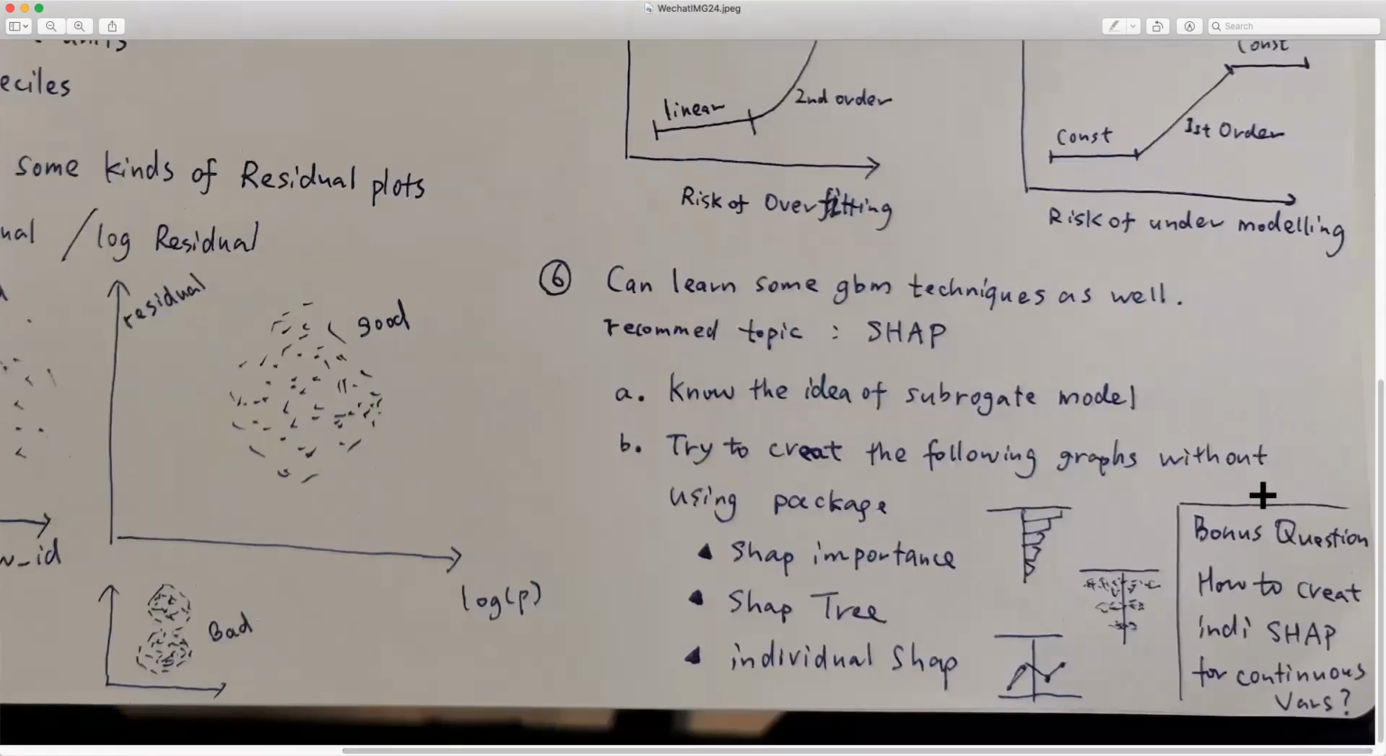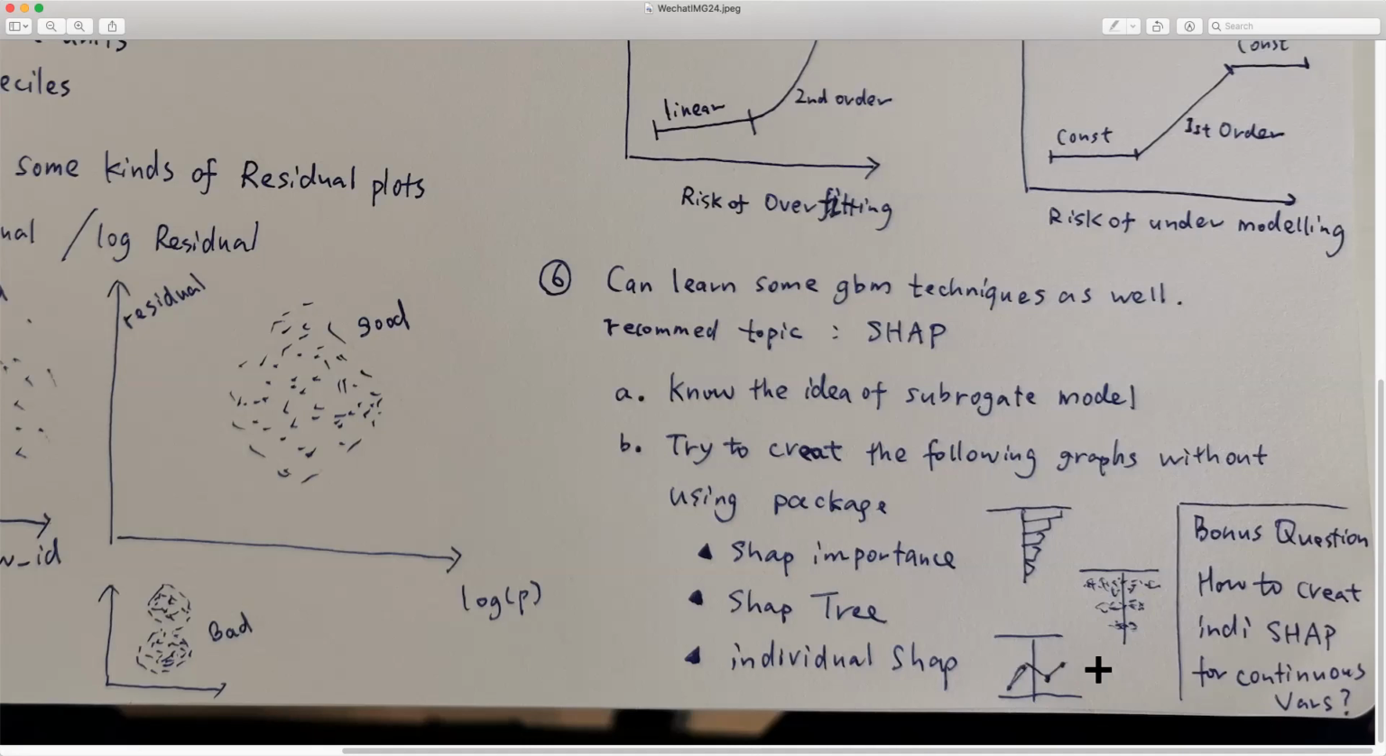Okay, and then I have a bonus question, which is how to create an individual SHAP graph for a continuous variable. For categorical variables, we have different levels, and then we can summarize the mean of the SHAP score and you can see the relativity for each level. But for the continuous variable, if we take the mean of the SHAP score, it's just one data point.